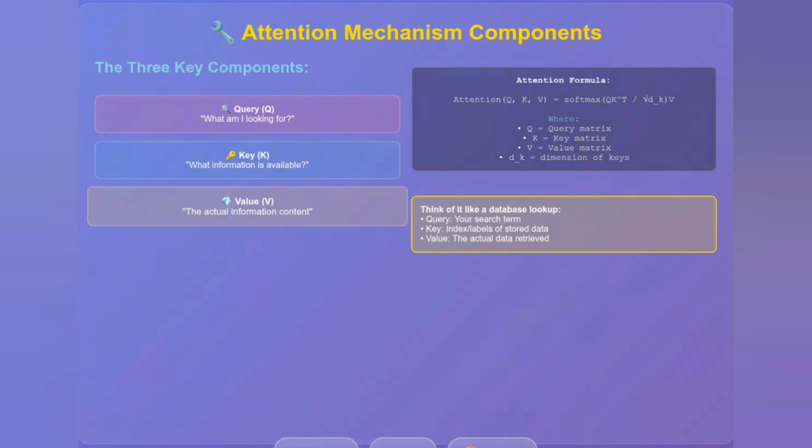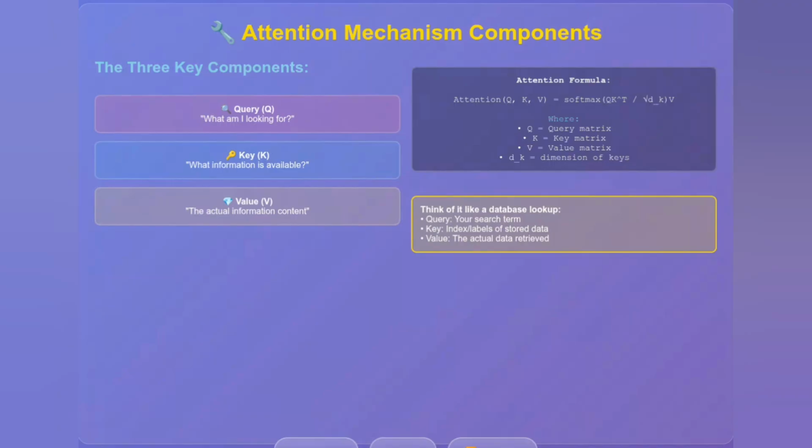Now, here's the mathematical magic. The attention formula might look intimidating, but it's actually quite intuitive. Attention of Q, K, V is equal to softmax of Q K transpose divided by the square root of d_k, times V. Let me break this down step by step.